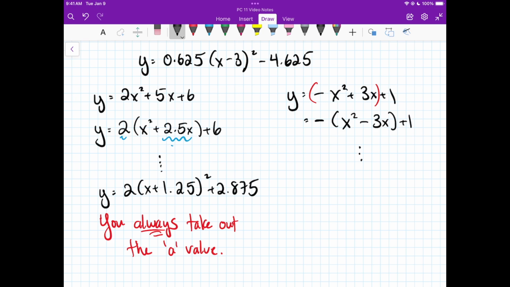And once again, if you do that on your own, you'll end up with y equals negative, and then x minus 1.5 squared plus 3.25. And so that wraps up completing the square as its own thing.